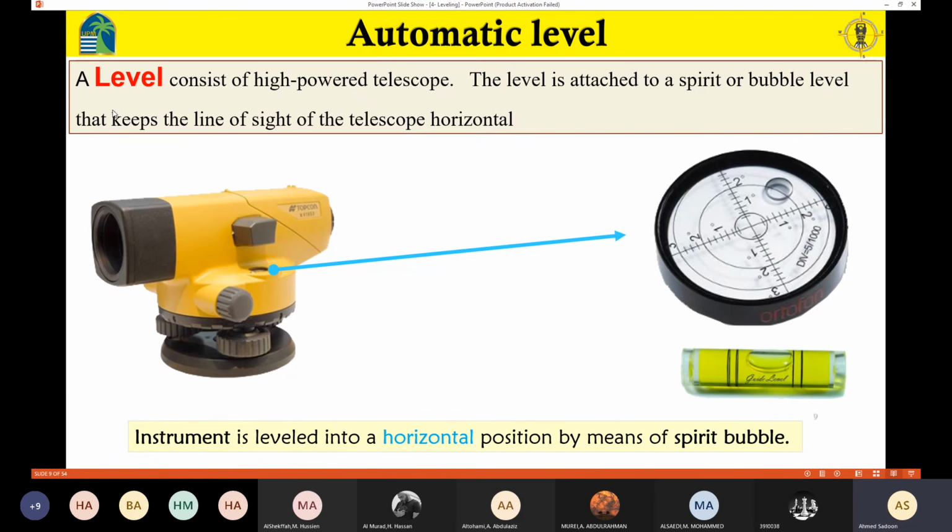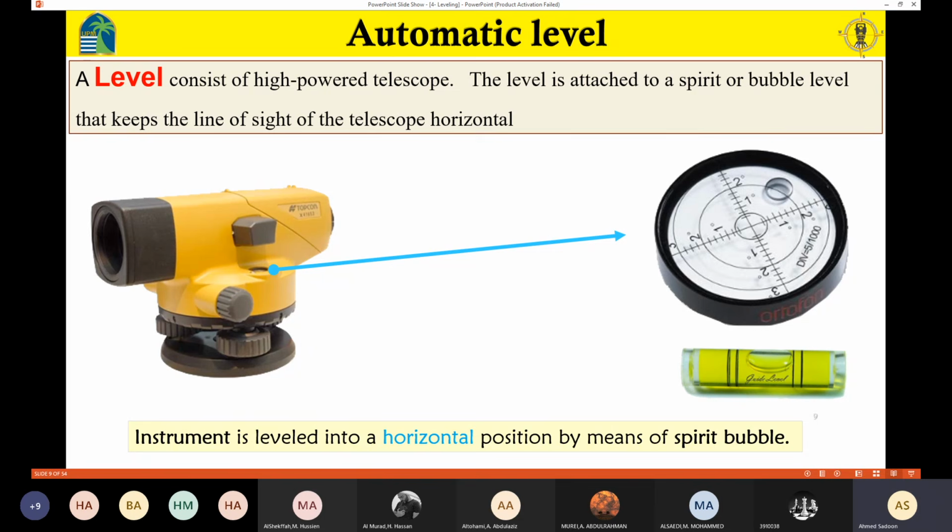So what does it mean by a level instrument? A level consists of a high power telescope. So this one, in a simple word, is a high power telescope. You know the telescope. And the level is attached to a spirit or bubble level. The purpose of this one is to help us keep the line of sight horizontal. When this bubble is exactly at the center, it means that the line of sight of the device is horizontal.